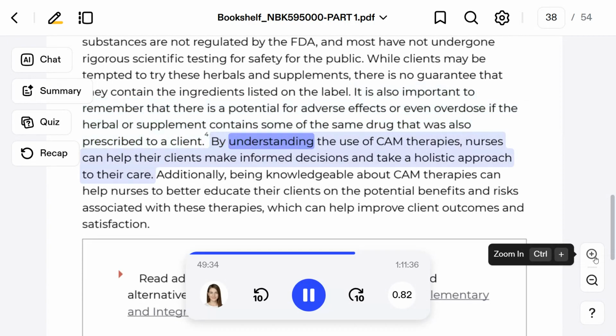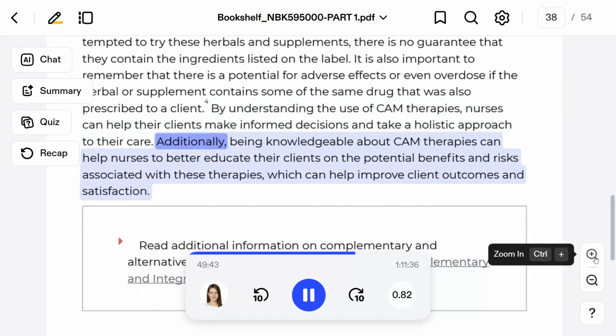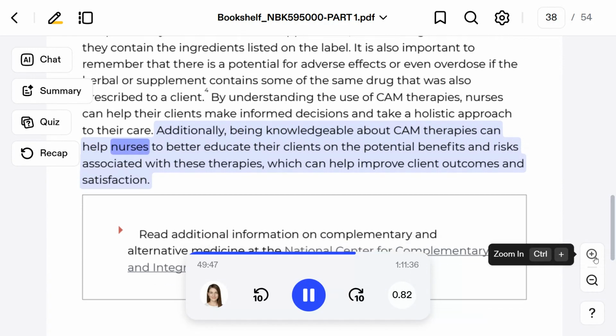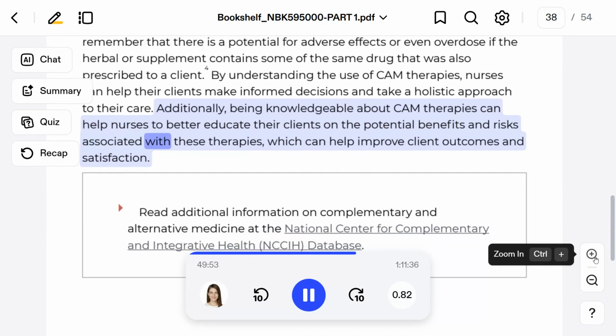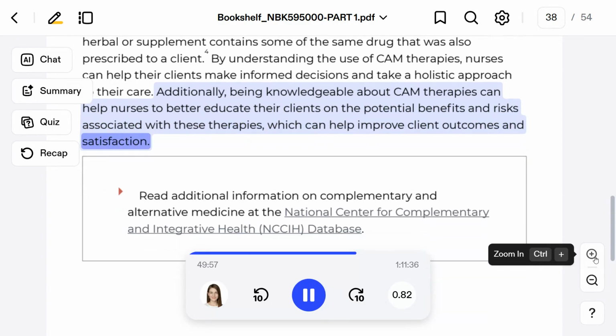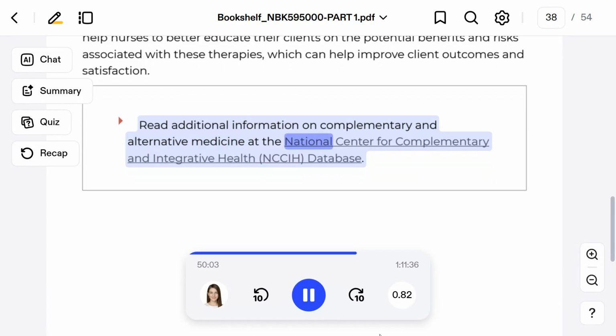By understanding the use of CAM therapies, nurses can help their clients make informed decisions and take a holistic approach to their care. Additionally, being knowledgeable about CAM therapies can help nurses to better educate their clients on the potential benefits and risks associated with these therapies, which can help improve client outcomes and satisfaction. Read additional information on complementary and alternative medicine at the National Center for Complementary and Integrative Health database.